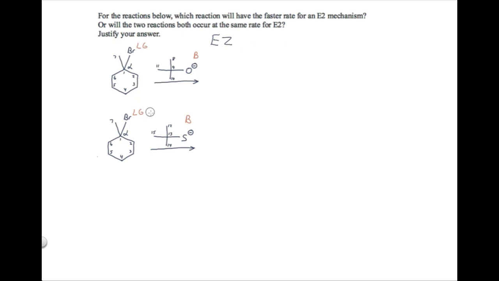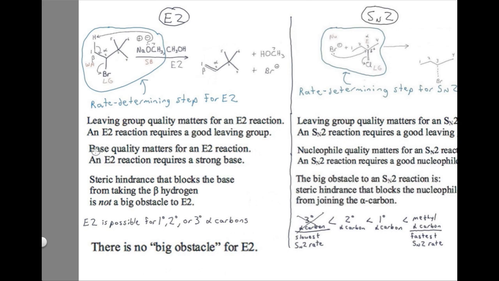Now, when we're comparing these reactions, we have to look for a difference between them. It's useless to compare the leaving groups in these two reactions because the reactions have the same leaving group. It's useless to compare the alpha carbons because they have the same alpha carbon. We have to compare the bases. We have to compare these two bases to decide which is the better base. Does base strength matter for an E2 reaction? Yes, we've learned that the quality of the base does matter for an E2 reaction.